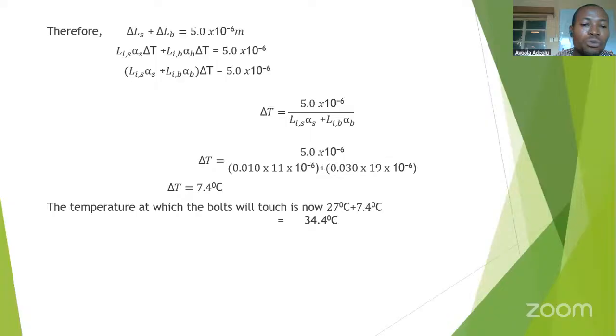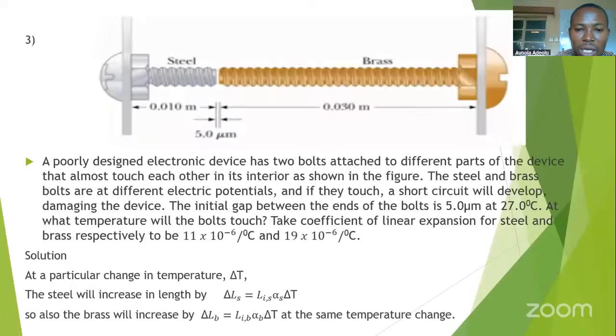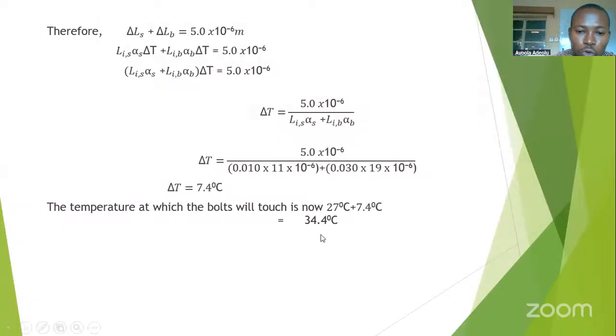And the question is, at what temperature will the two bolts touch? So you go and look at the initial temperature and add this 7.4. The initial temperature given in the question is 27 degrees Celsius. The initial gap between the end of the bolt is 5.0 micrometer at 27 degrees Celsius. So this is the initial temperature. When the temperature increased by 7.4, they touch, so I need to add the 7.4 to 27 before I get the temperature at which the two bolts will touch.